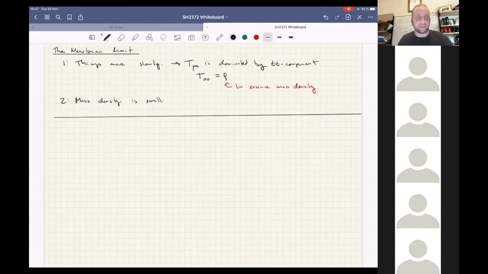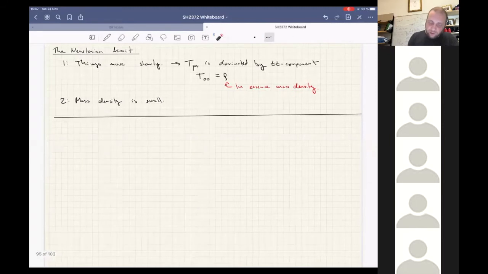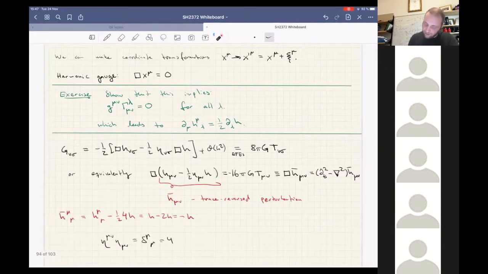So let's look at what this does to the case we had. Everything is now going to be dominated by the 0,0 component. If we look at this equation, if the only relevant component of T is the 0,0 component, then for any other component the left-hand side just is 0. That's then going to be solved by h bar being 0, for example. However, the component we can't solve by just letting h bar be 0 is the 0,0 component.